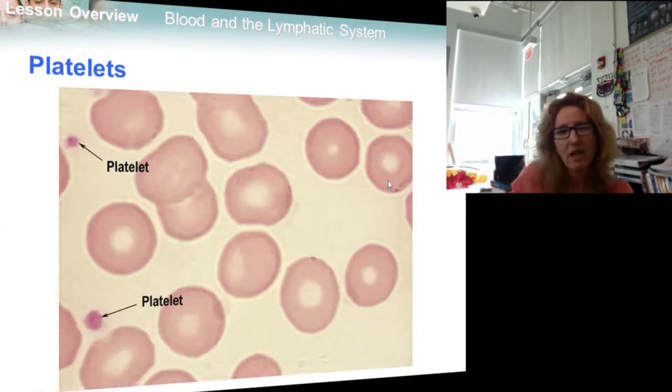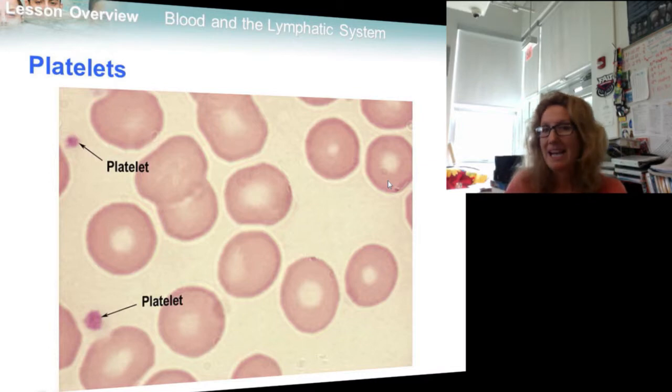Blood clotting. Blood clotting is made possible by plasma proteins and cell fragments called platelets. The cytoplasm of certain bone marrow cells divides into thousands of small membrane-enclosed fragments that break off and enter the blood as platelets, these little things right there.